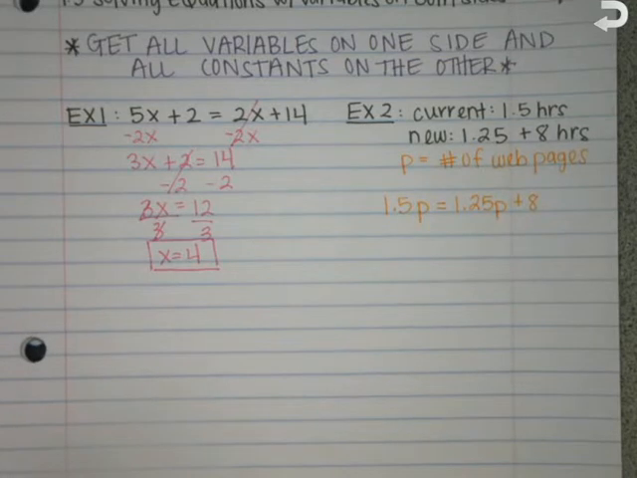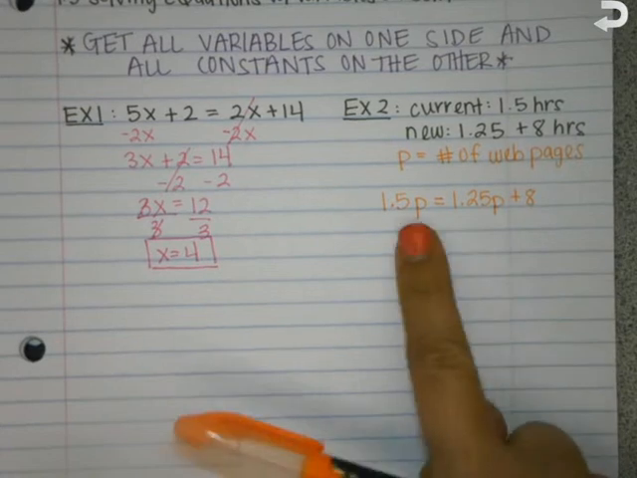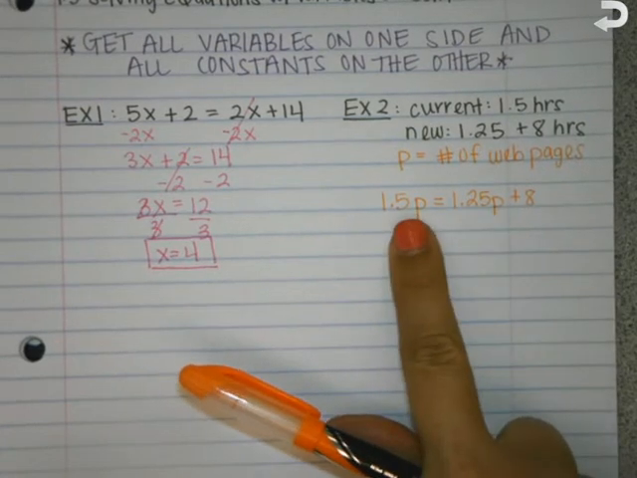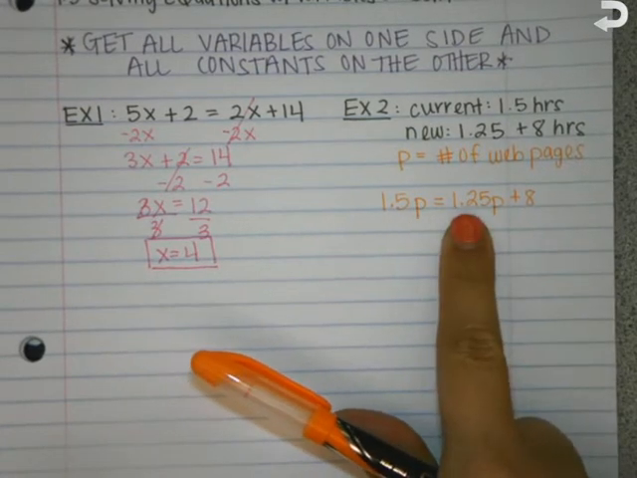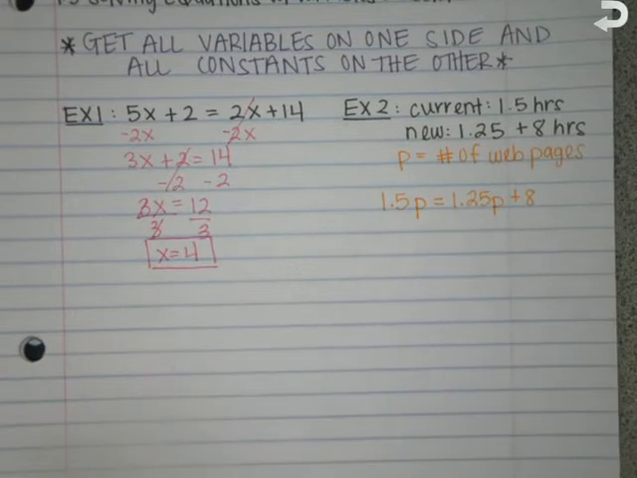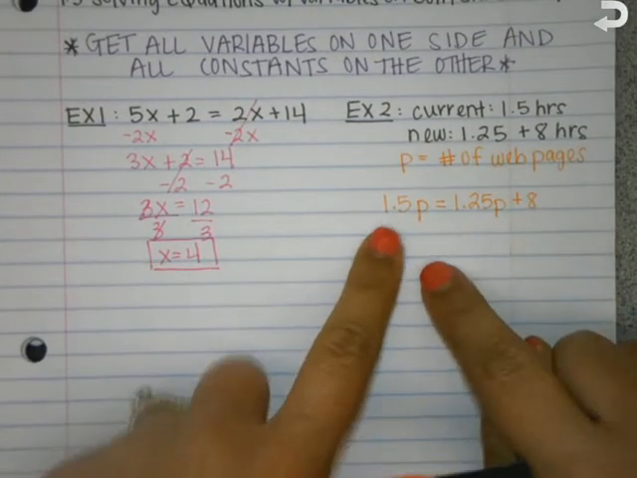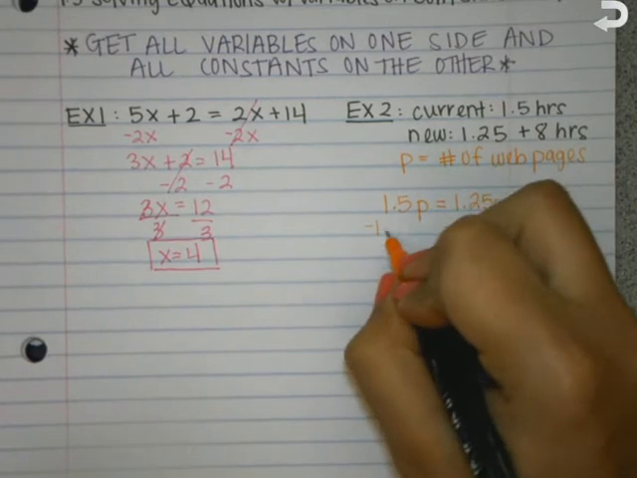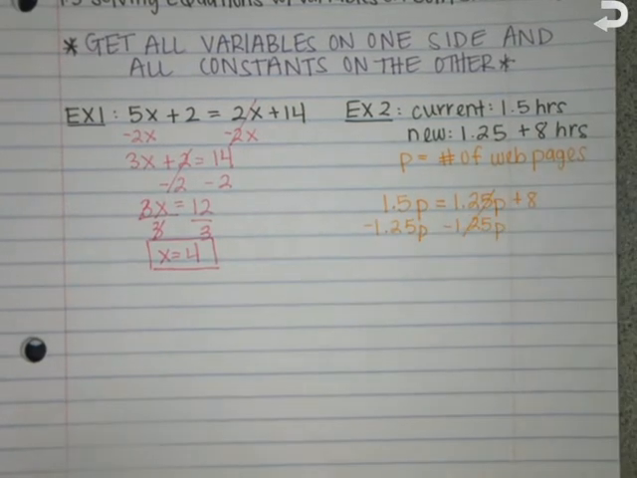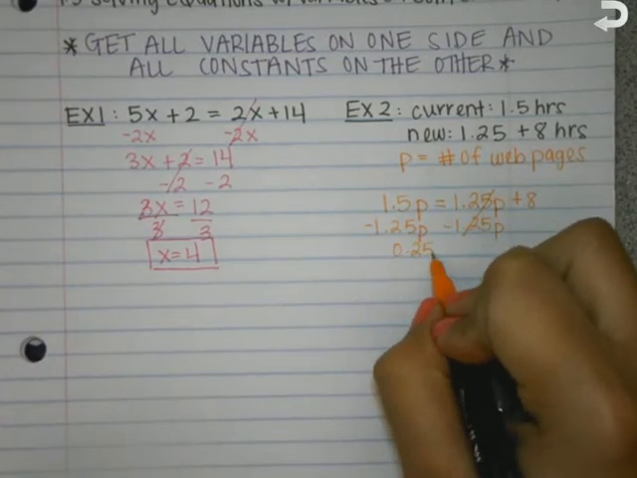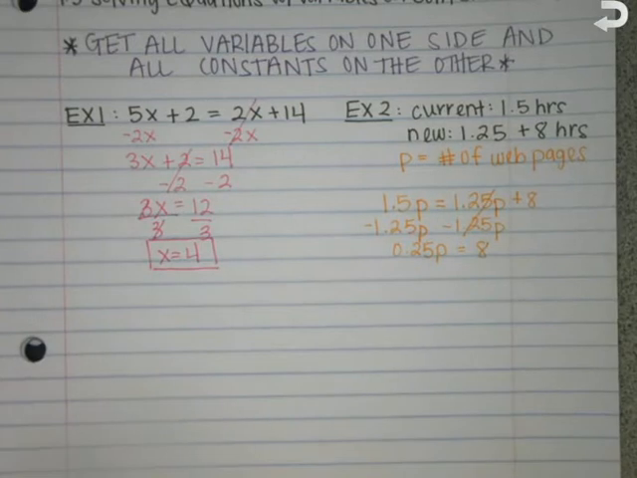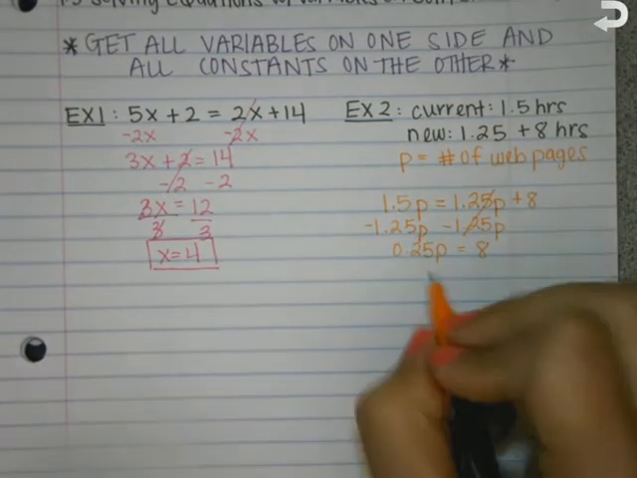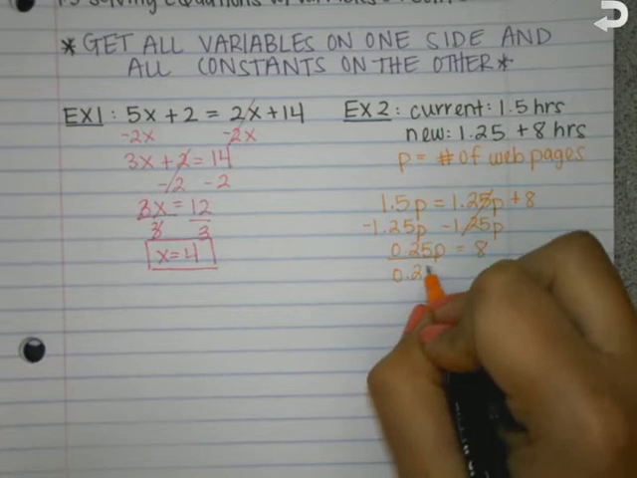Okay, you have two options here. You could get rid of the decimals if you want by multiplying by 100, right? But 1.5 and 1.25, can we work with that? Yeah. Okay, so let's do that. What's smaller, 1.5 or 1.25? Okay, so subtract 1.25P from both sides. And that's going to leave me with just 0.25P equals 8. And then what do I do? Divide by 0.25. 32.